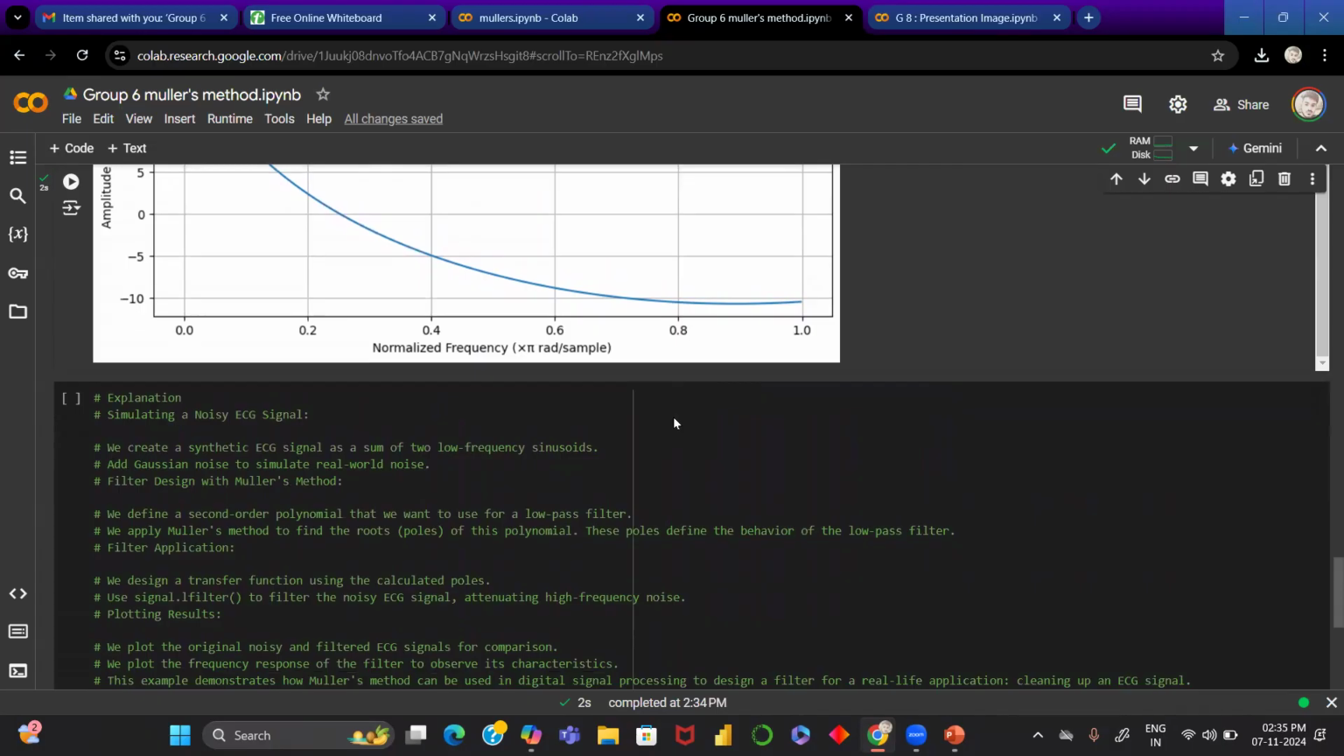I was actually telling you about the low pass filter and high pass filter, and he actually showed me that.